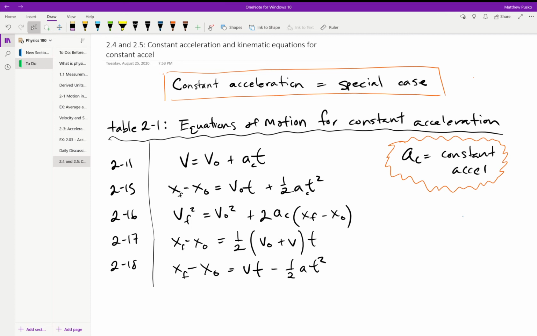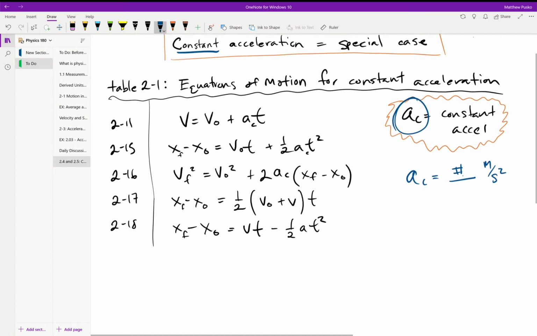Okay, let's take a look at a special type of acceleration or a special case, and that's constant acceleration. Constant being the key word here. I'm going to denote constant acceleration with a subscript of c. And all a constant acceleration means is that that acceleration is literally just a number with the units meters per second squared attached. So it's not a function of time. It's not a function of anything.